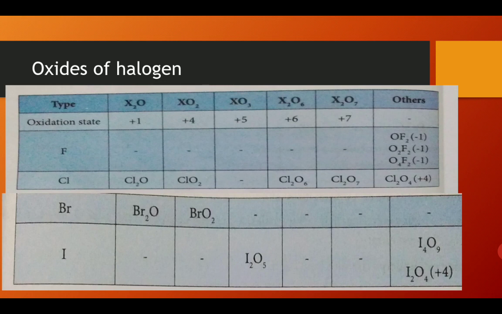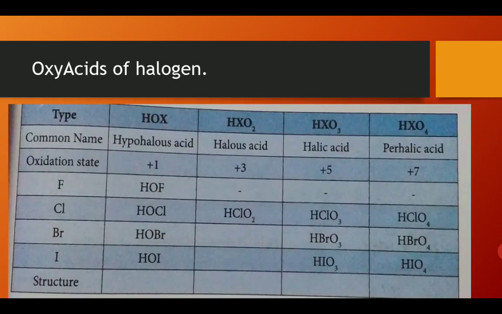Then oxides of halogen. Some types of oxides of halogen are given. The oxidation states are also given: +1, +4, +5, +6, +7. The examples are also given there. Please go through them. Oxyacids of halogen: the types are HOX, HXO2, HXO3, HXO4. The common names are given: hypohalous acid, halous acid, halic acid and perhalic acid. The oxidation states of all these compounds are +1, +3, +5 and +7. For fluorine you have only hypohalous acid, HOF, whereas chlorine gives all types of acids. For bromine we get 3 types of acids. For iodine we get 3 types of acids. So all the acids are given in the tabular column. Let's see that one also.